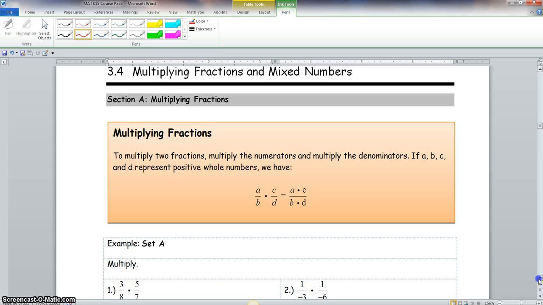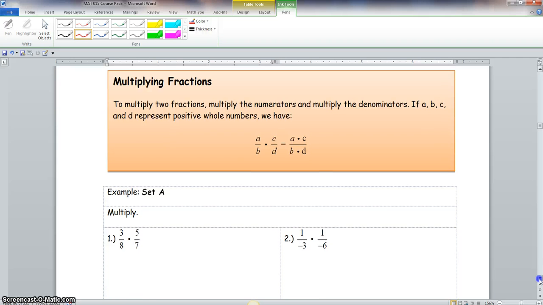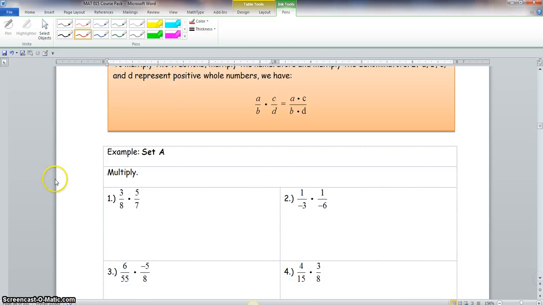Now let's watch this. Let's try number 1 here. Using this method, we multiply our numerators. 3 times 5 is 15. Our denominators, 8 times 7 is 56. And I would just tell you this here. They have nothing in common, but we'll see that a little later.